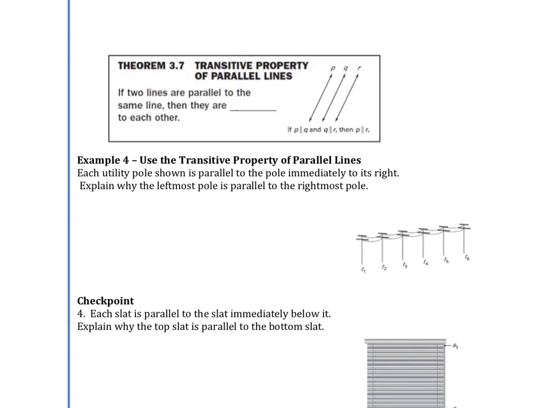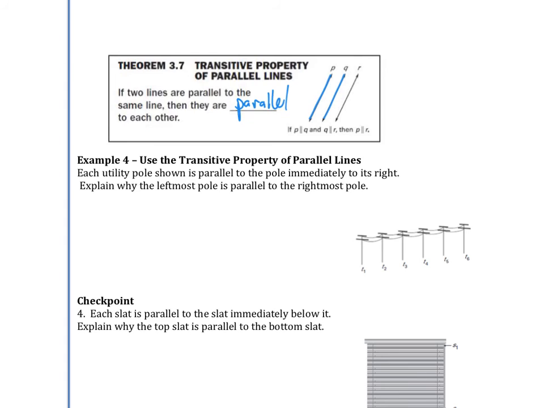And theorem 3.7 says that if two lines are parallel to the same line, then they are parallel to each other. It is the transitive property. So, like in the picture, if P is parallel to Q and Q is parallel to R, then they all are parallel.